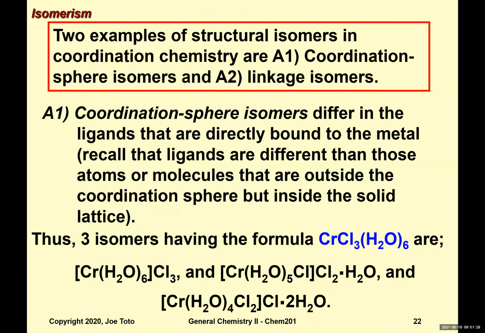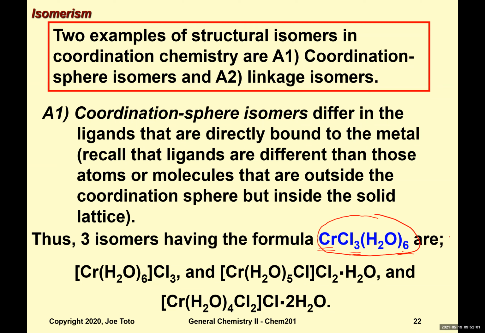All right, so we're going to take a look at the first one, the coordination sphere isomer. And this is very easy to see. We know what a coordination sphere is. That's the sphere that encompasses the metal and the ligands. Here I have a general formula involving chromium, 3 chlorides, and 6 waters.